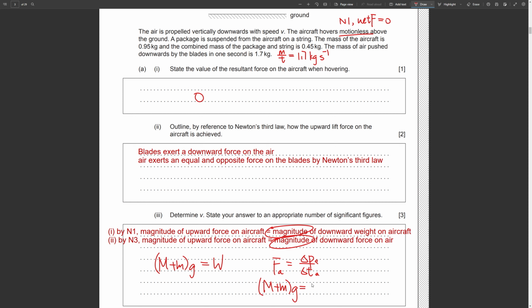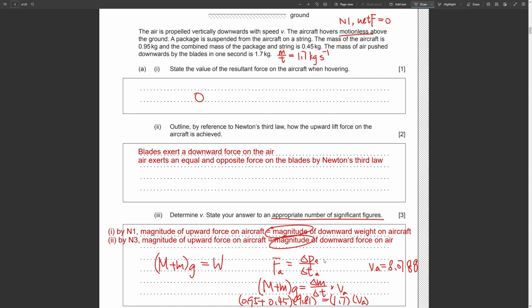The rate of change of momentum is the change in mass per second times the speed of air particles. And we have all the numbers given in the question already. They are 0.95 plus 0.45 times 9.81 equals 1.7 times the unknown speed of air particles. So just rearrange them and you will get the answer of V sub A being 8.0788.